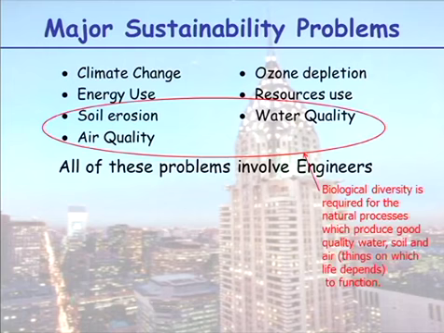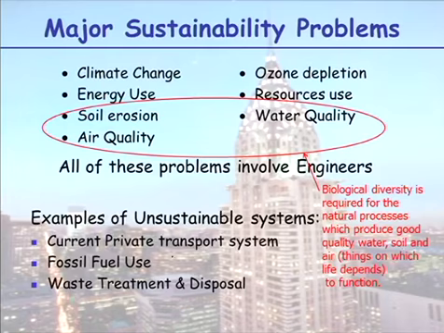And water quality, soil erosion, air quality, if we lose those aspects, we are going to lose our biological diversity, which we do require for the natural processes which produce good quality water, soil and air. So examples of unsustainable systems I think we all know. How many of you drove here today? Yes, we're very bad.